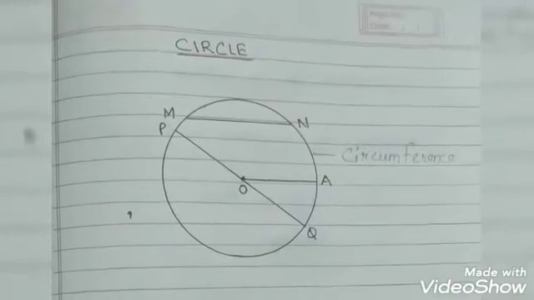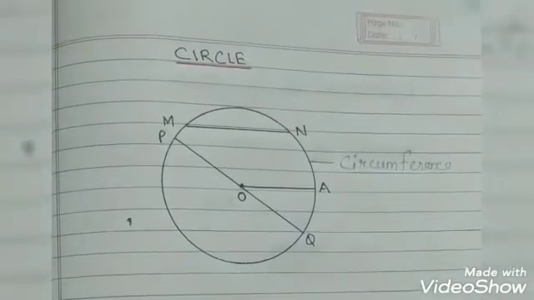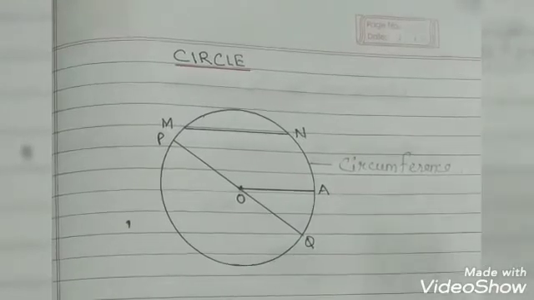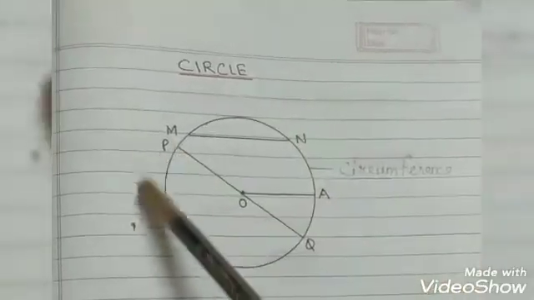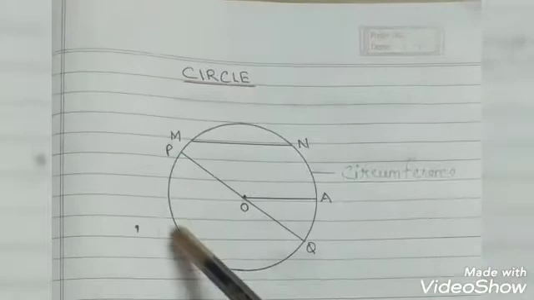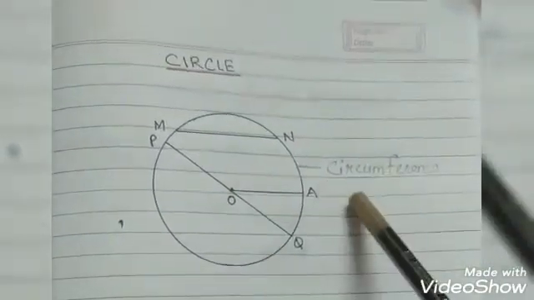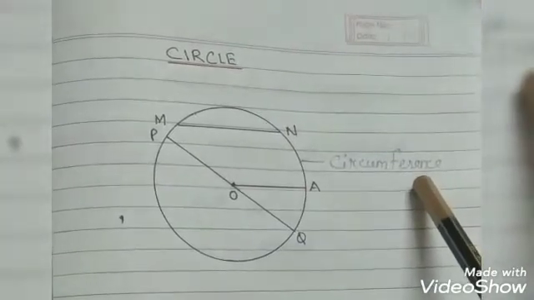Circumference. It defines the shape of the circle and it is the length of the boundary of the circle. It can also be said that this curved line is the perimeter of the circle. In place of perimeter, here we write circumference.